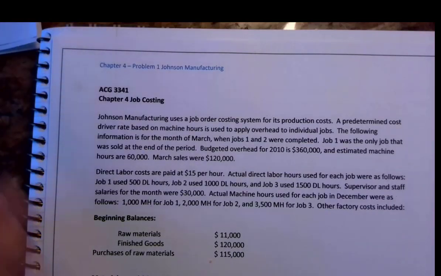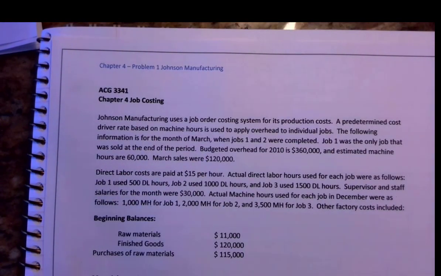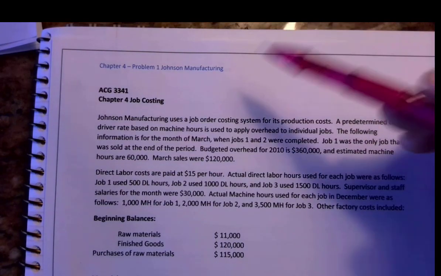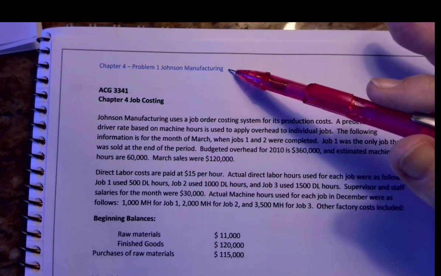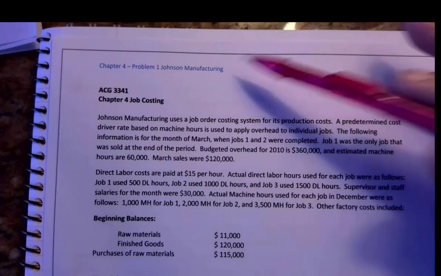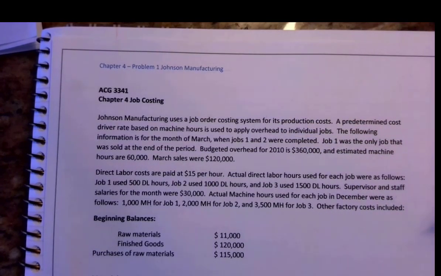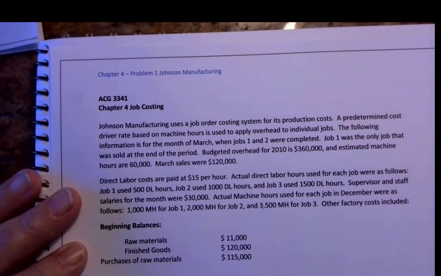Okay, let's do some problems. This is problem 1, Johnson Manufacturing, so you want to make sure that you've got it printed off. There's too much stuff to do on the sheet, so I'll be doing it in a separate place again. They use a job order cost system for production. A predetermined driver rate based on machine hours is used to apply overhead.